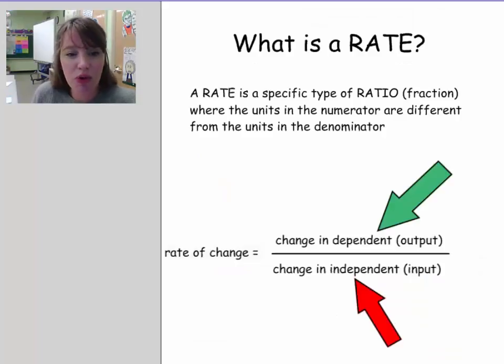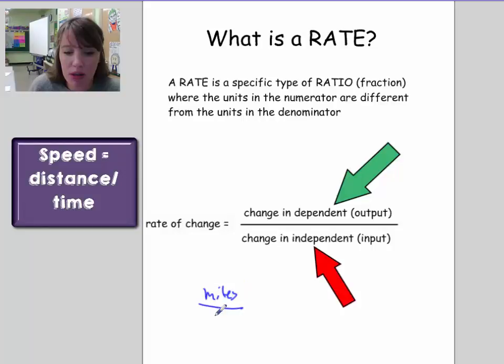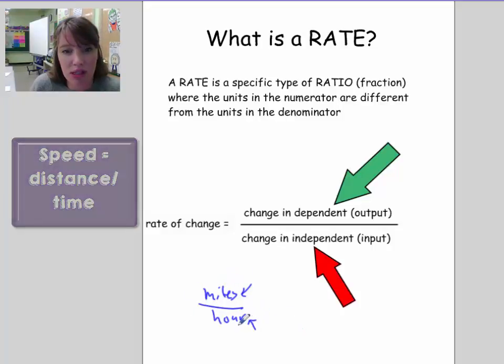Okay, let's just review what a rate is for a second so that we can break down rate of change. A rate is a specific ratio or fraction where the units in the numerator are different than the units in the denominator. A very classic rate is speed, where you have some sort of distance measurement and some sort of time measurement. So this is a rate because the units in the numerator are different than the units in the denominator.